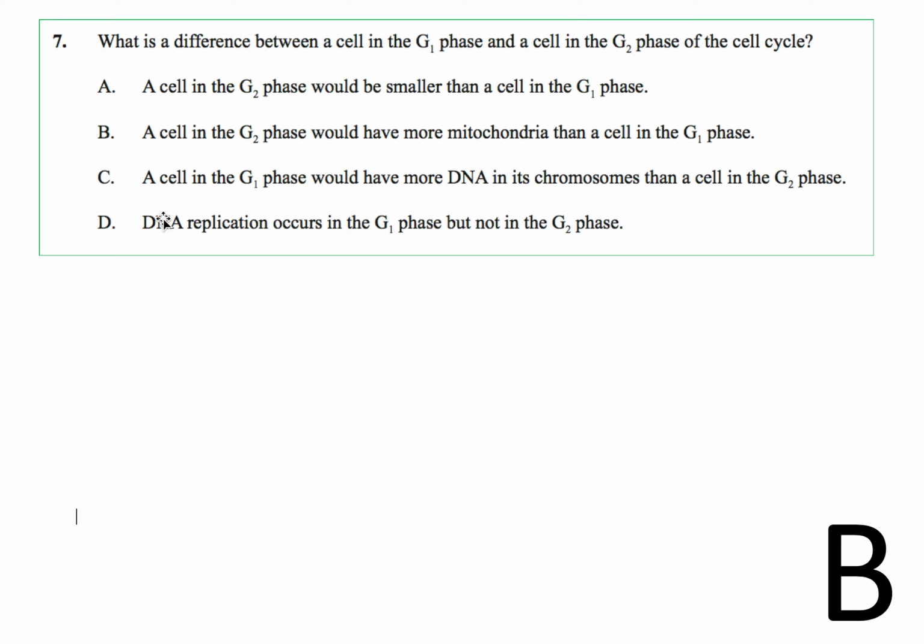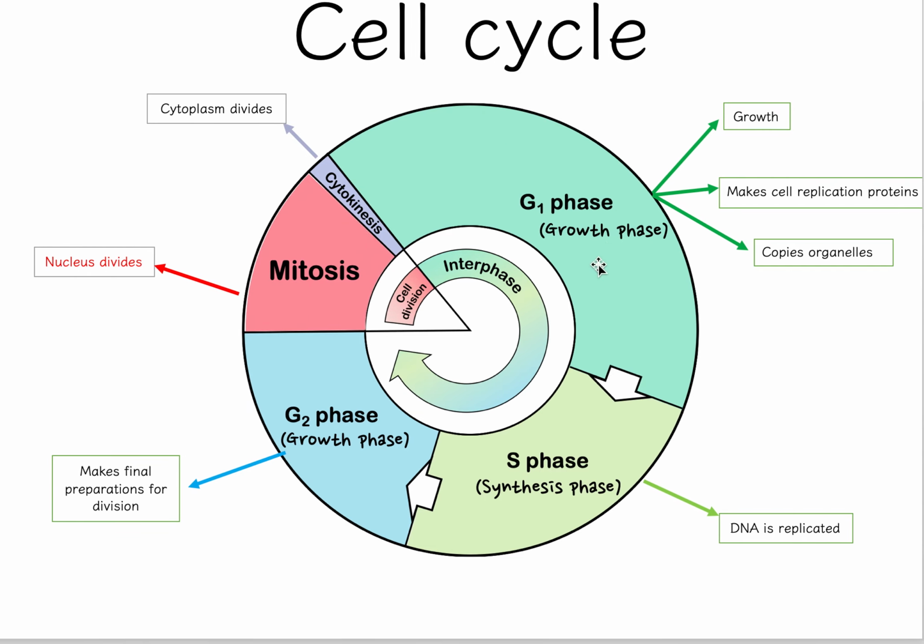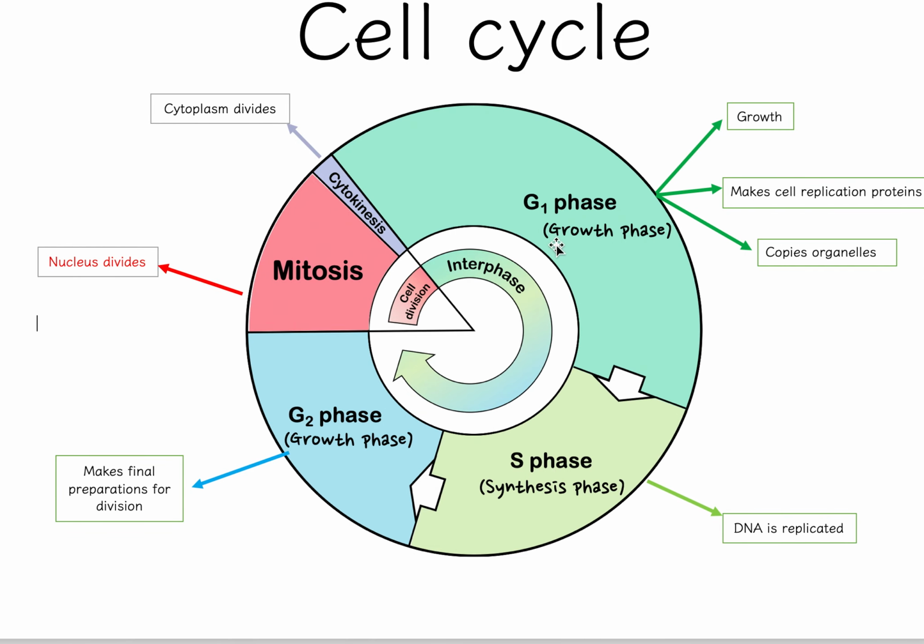Okay, last option. D: DNA replication occurs in the G1 phase but not in the G2 phase. Nope, it doesn't happen in either of the G phases. It happens in the S phase. Okay, this is where DNA is replicated.